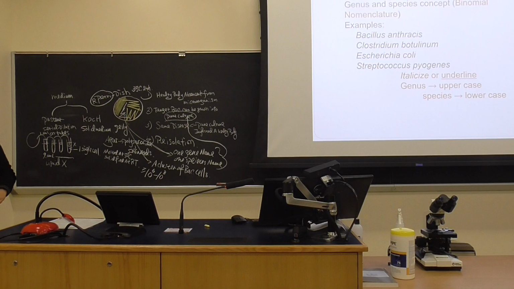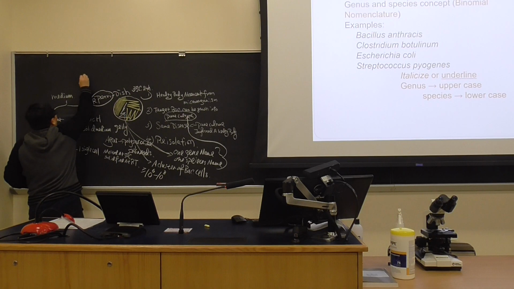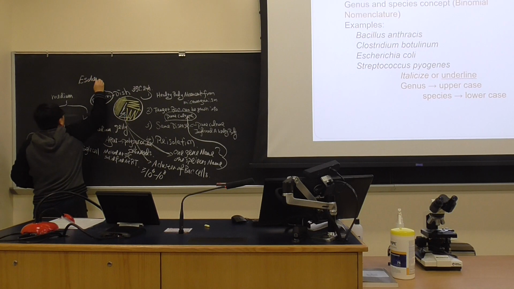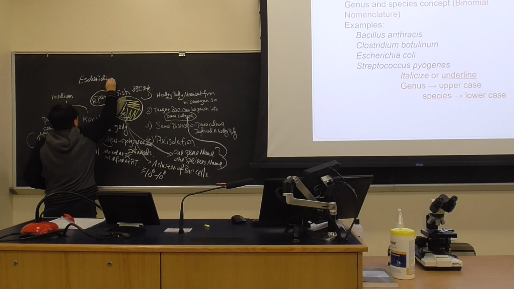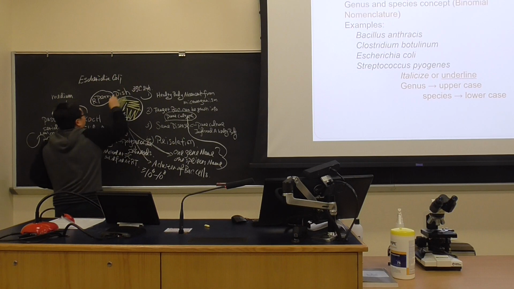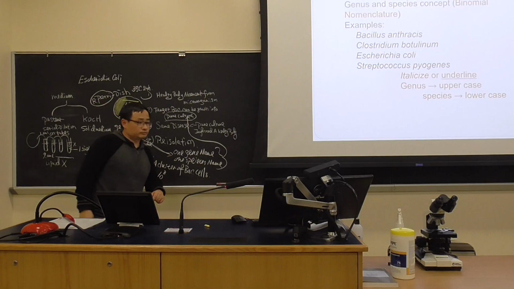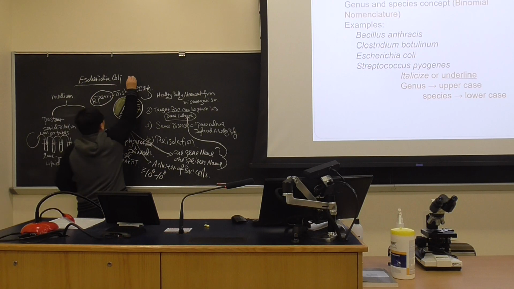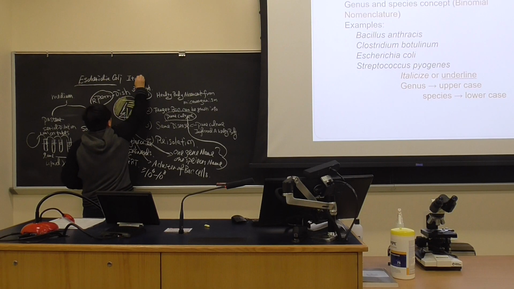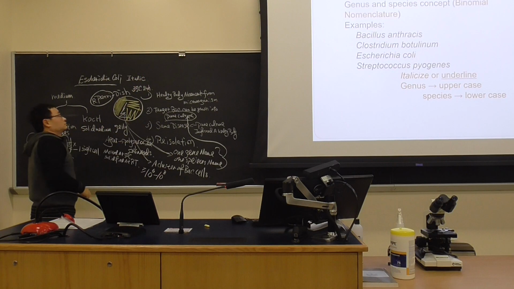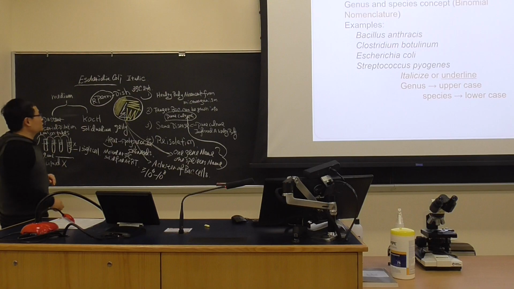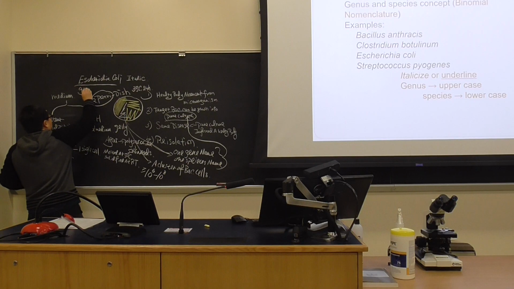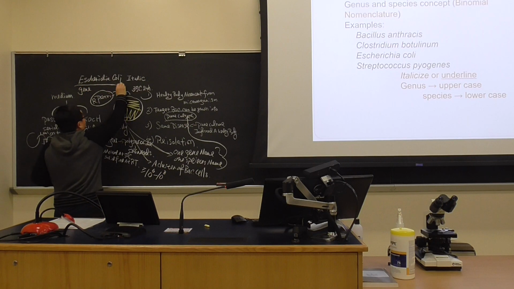That is E. coli. So what is that? It's Escherichia coli. That is E. coli. You have to write it in italics. What is this Escherichia? Genus name. What is coli? Species name.